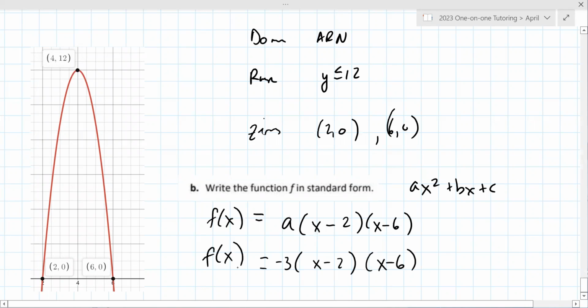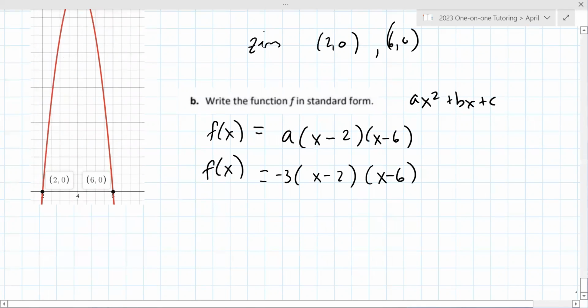Okay, this is great. This is not standard form though. This is factored form. What will you do from here? Standard form is ax squared plus bx plus c. Yeah, you gotta FOIL and then multiply everything by -3. Oh, okay, so then x squared minus 6x minus 2x plus 12. So then negative 3x squared minus 8x plus 12.